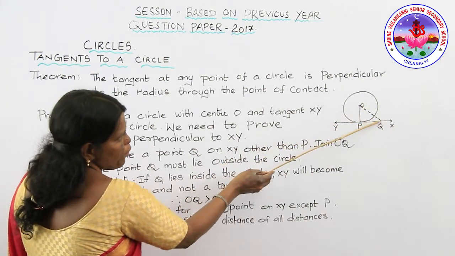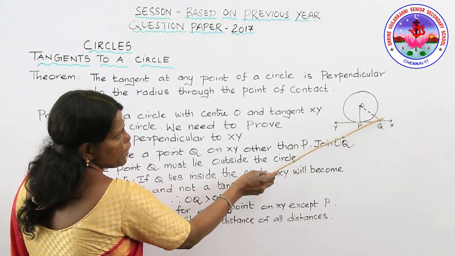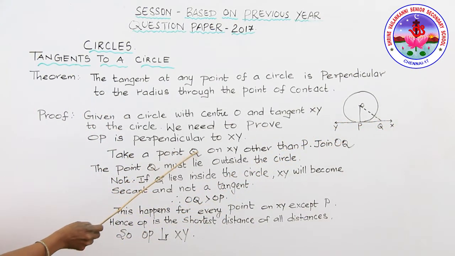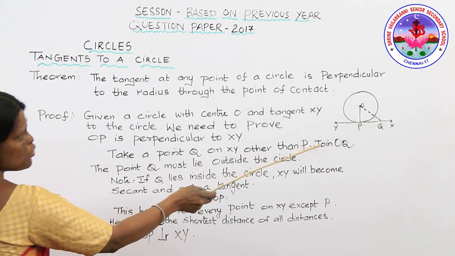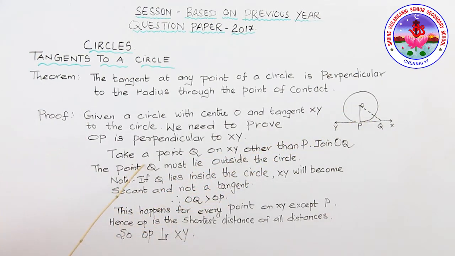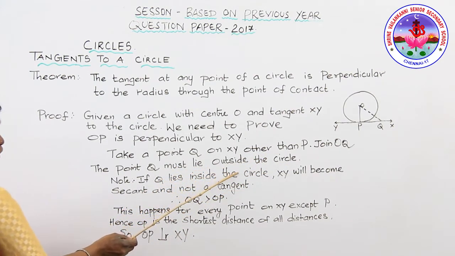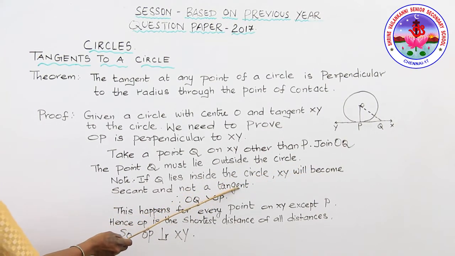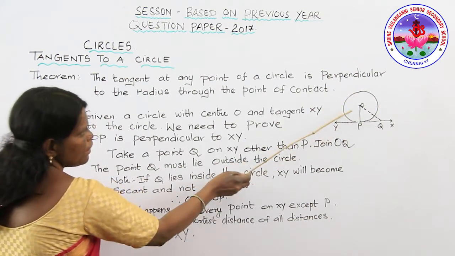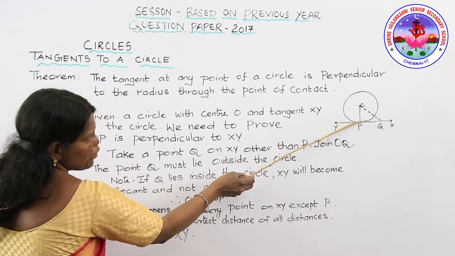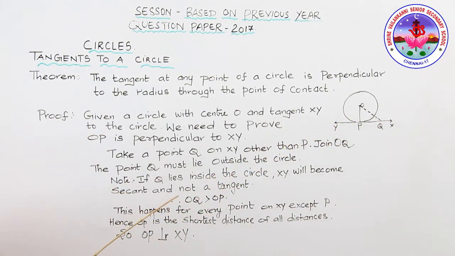So we are just keeping a point Q on the tangent line XY. I have written here, take a point Q on XY other than P, join OQ. The point Q must lie outside the circle, because if Q lies inside the circle, XY will become a secant to the circle, not a tangent to the circle. From this figure, I find that OQ will be the larger distance when compared to OP. So, here I am writing OQ is greater than OP from the figure.